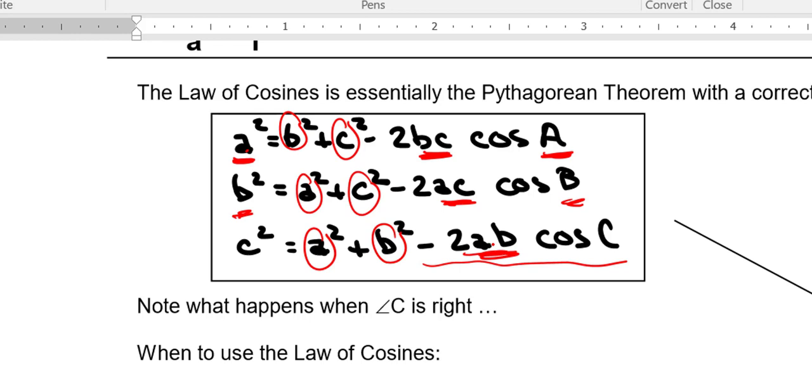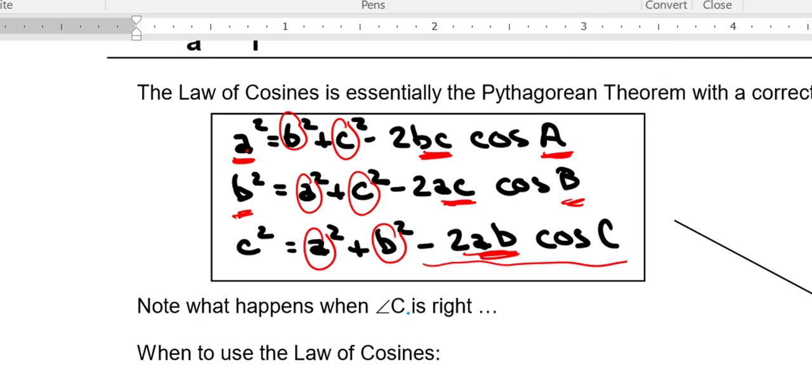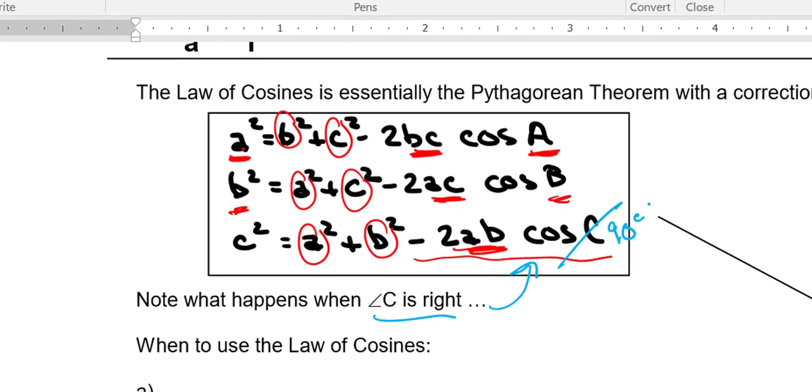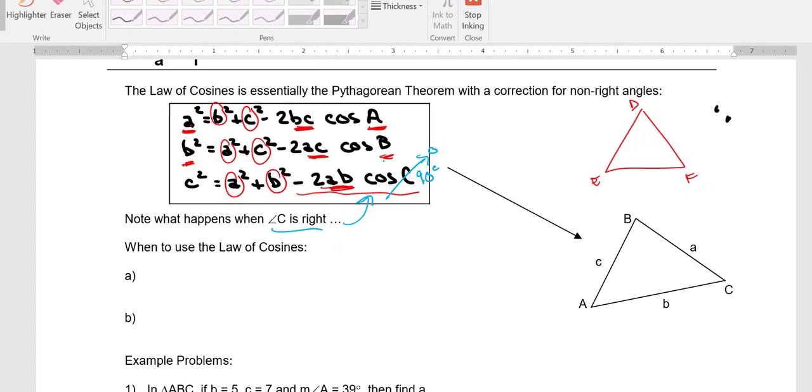Okay, and if you notice, what happens when angle C in this particular one is a right angle? Well, the cosine of 90, you're going to find out, is actually equal to 0. So that means that this entire portion right here would get canceled out because it's all multiplied by 0. And you're just going to be left with the Pythagorean theorem.